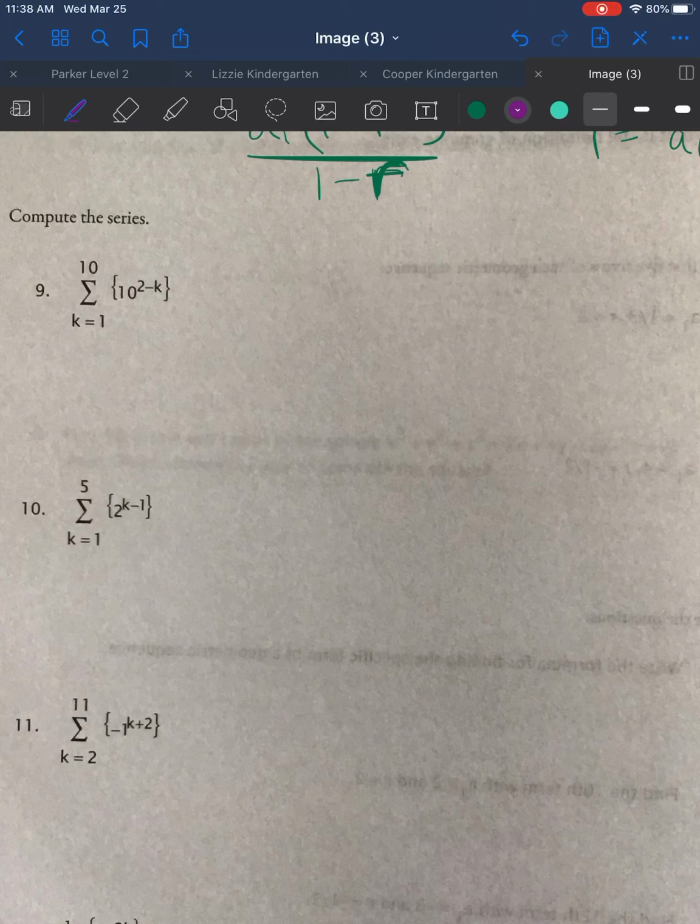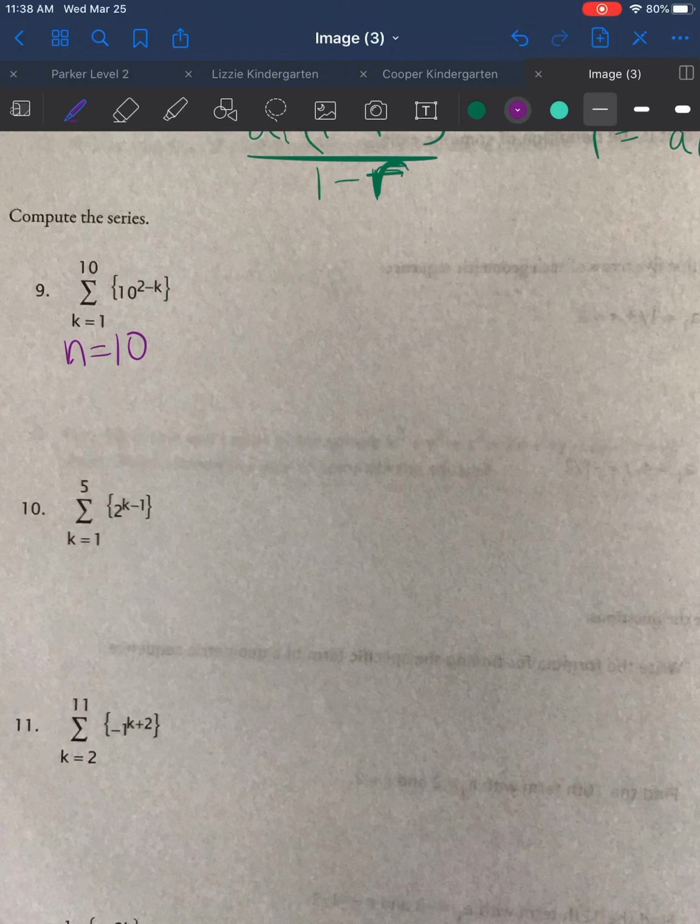Remembering to find your n, it is the number of terms. If it goes from 1 to something, you can use the top number. Otherwise, you're going to subtract the numbers, then subtract again. We'll look at that on the next one. So our n here is 10. N equals 10.